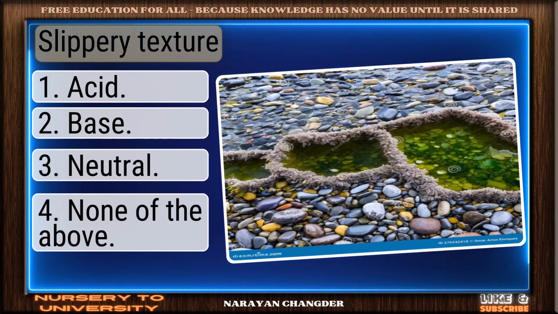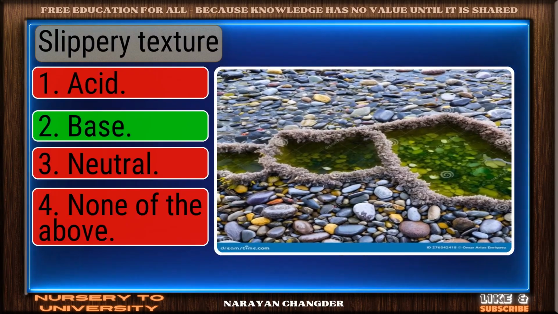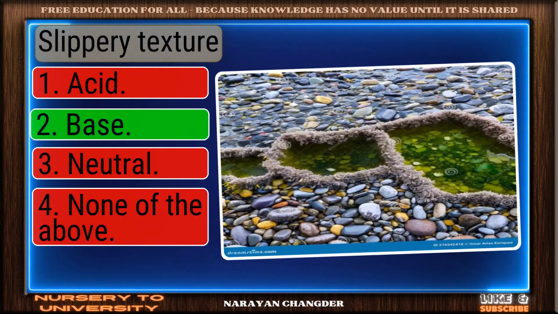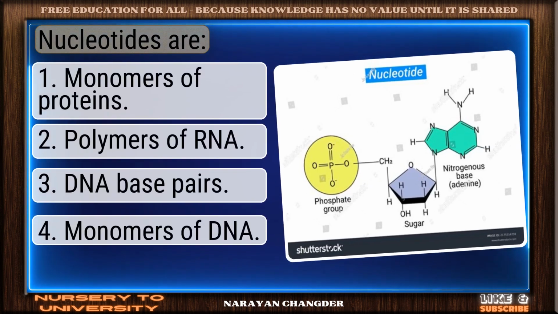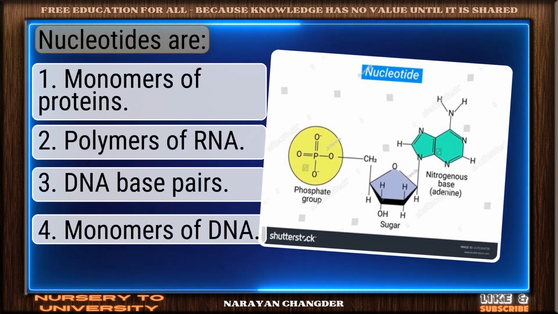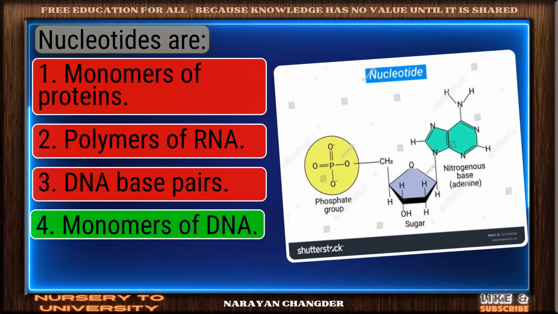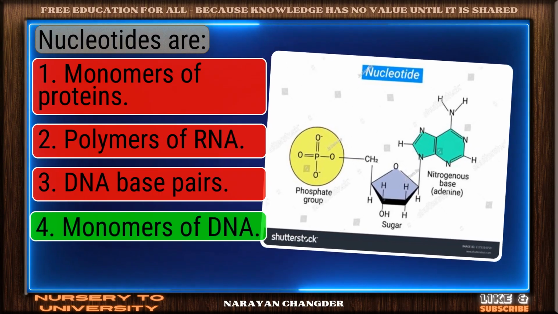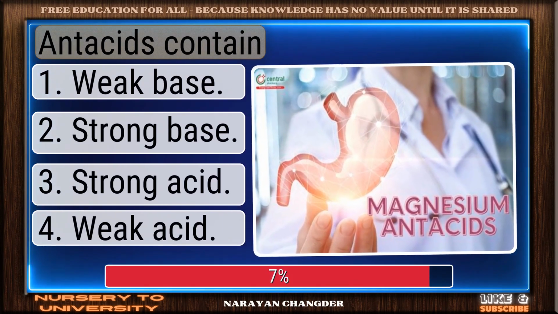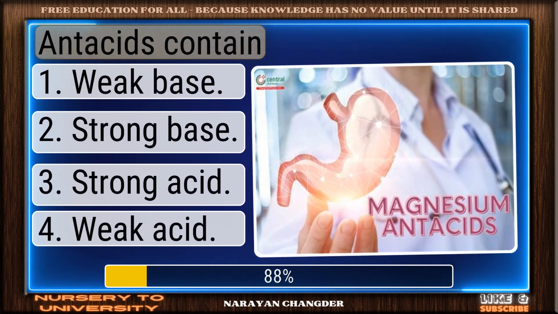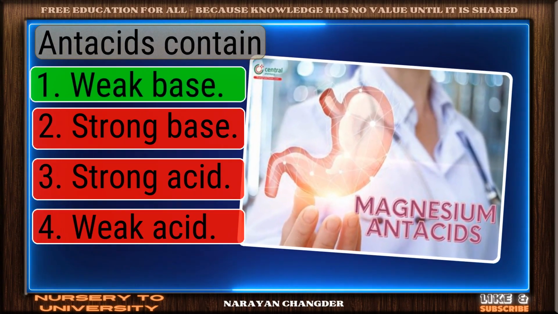Question number 268. Slippery texture? Great job. Base is the accurate answer. Question number 269. Nucleotides are? Smart move. Monomers of DNA is an accurate answer. Question number 270. Antacids contain? Solid response. Weak base is a valid choice.